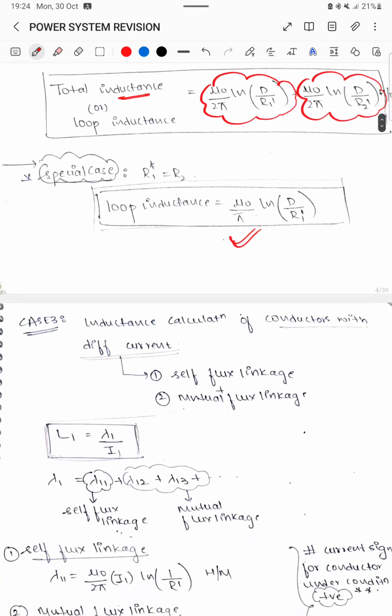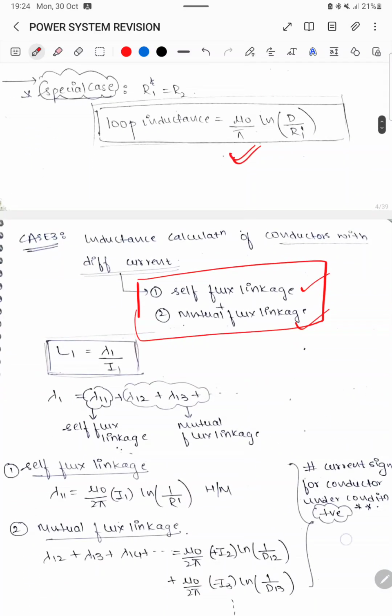Now we are talking in terms of current in all the conductors being the same, but what if currents are different? Then you cannot directly use the formula. We will have to use the concept of linkages. In that, we will be looking at what is self flux linkage, what is mutual flux linkage, and how we arrive at inductance.